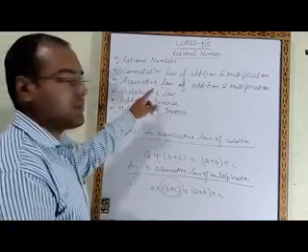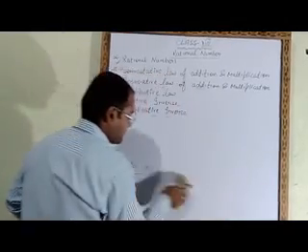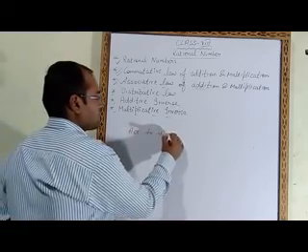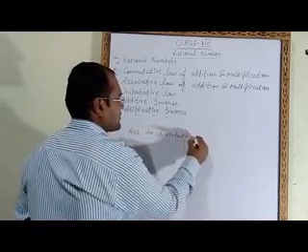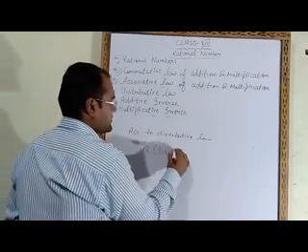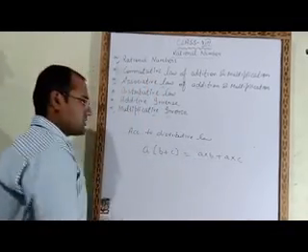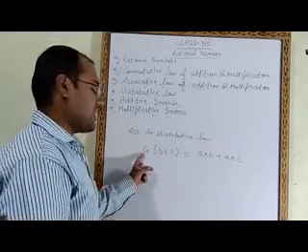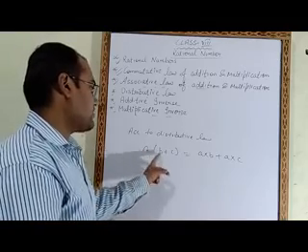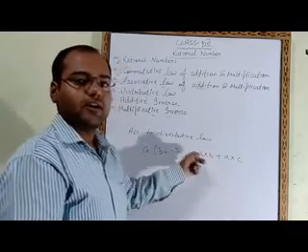Now next one is distributive law. In distributive law, what you have to do? According to distributive law, A into (B + C) will be A into B plus A into C. This is the distributive law. This A we have to distribute between B and C. So what we will do? We will multiply this A with B, A × B plus A × C. So this is the distributive law.